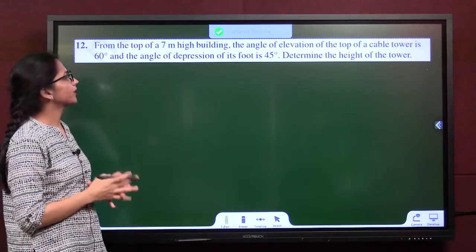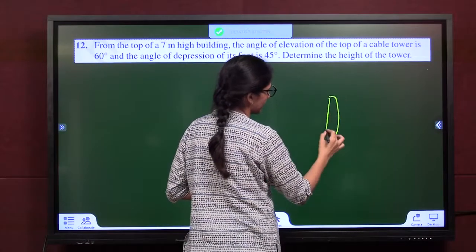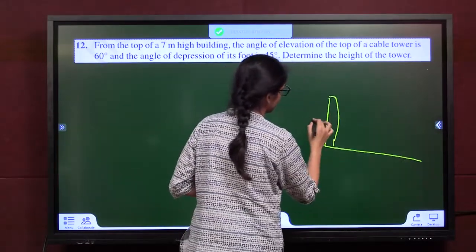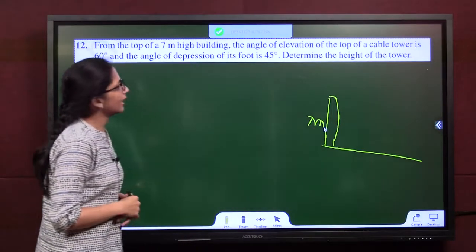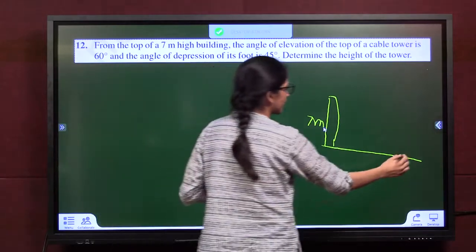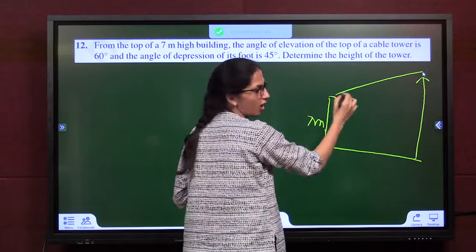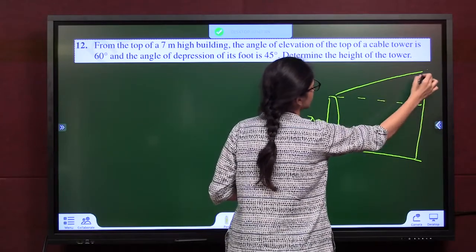Question 12. From the top of a 7-meter high building. So let's put a 7-meter high building here. The angle of elevation of the top of a cable tower is 60 degree. So cable tower will obviously be taller. The angle of elevation from this top of the building is 60 degree.